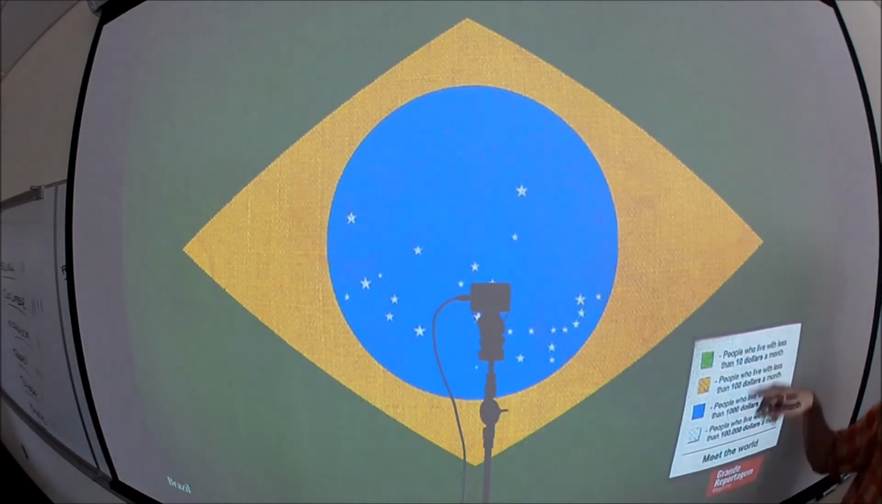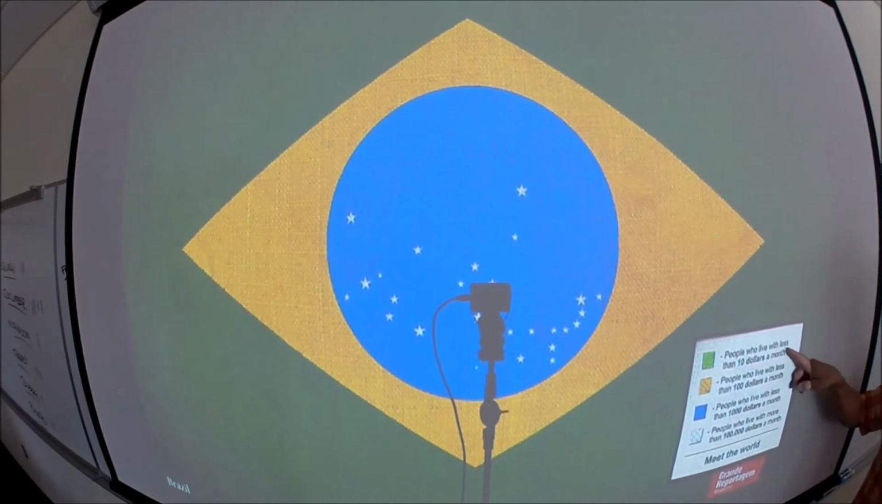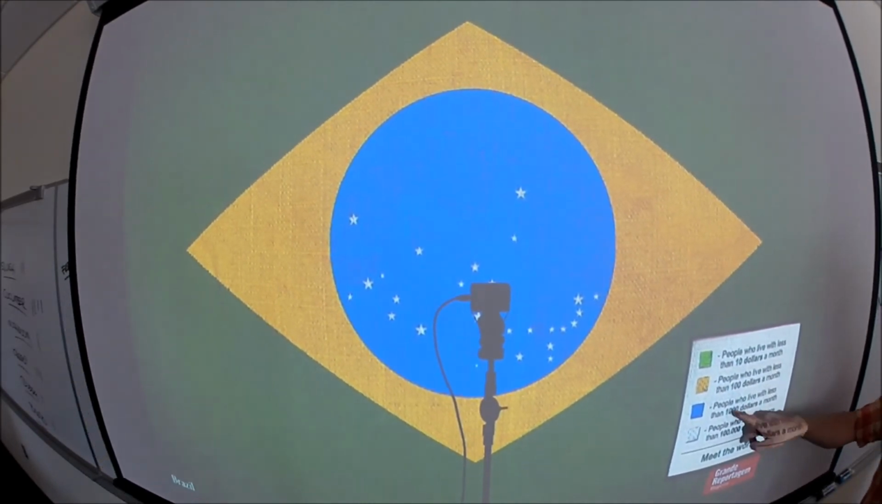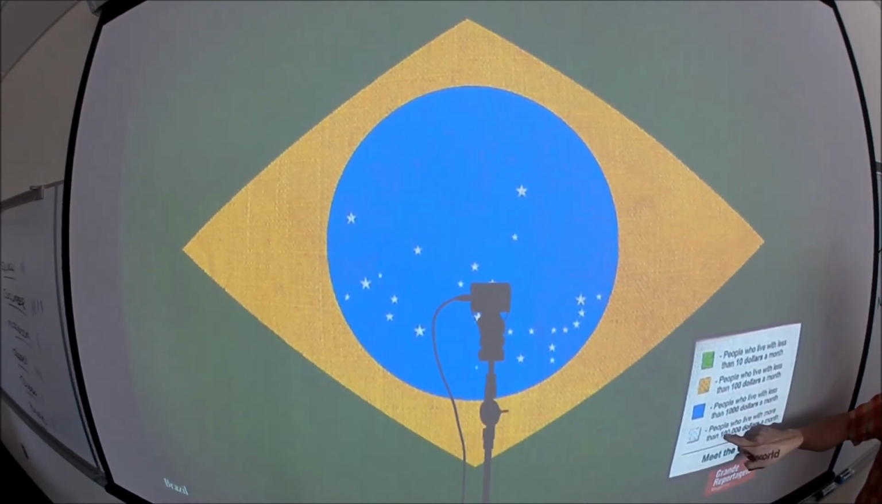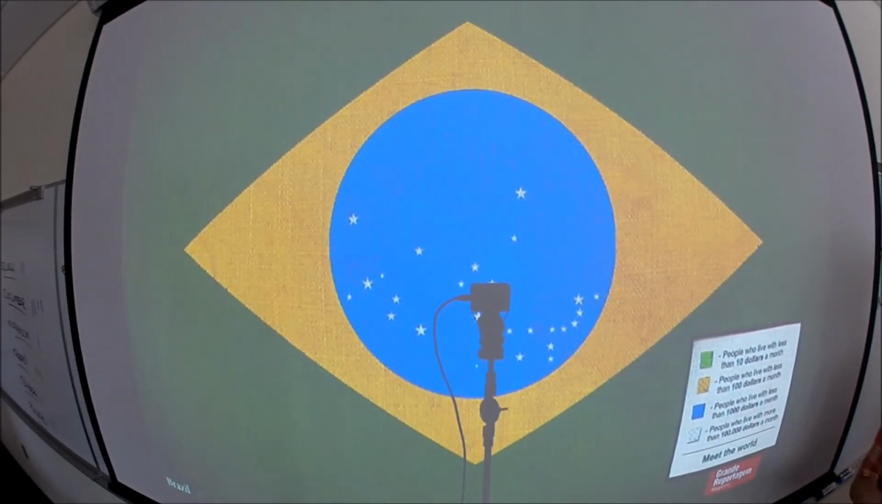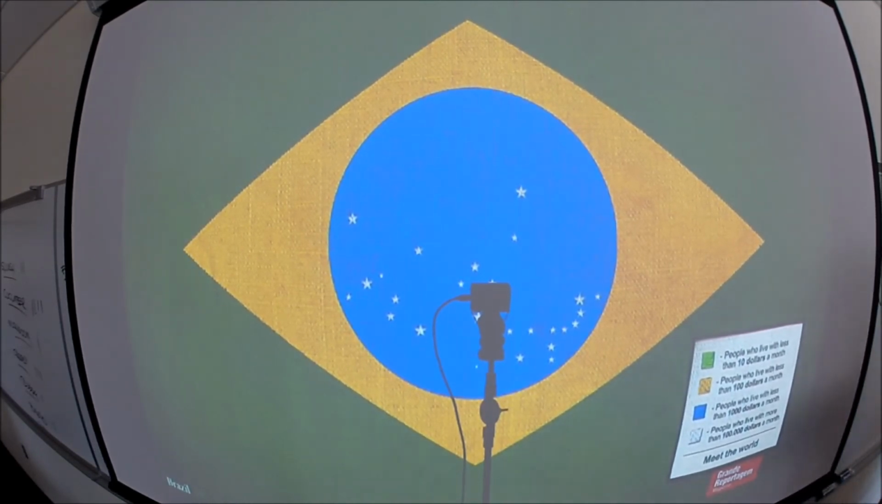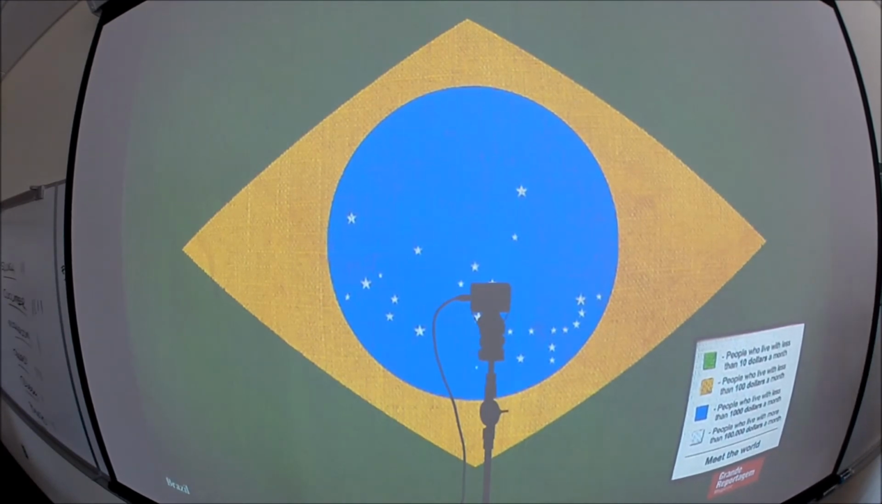So can you guys read the legend? Green is people who live with fewer than $10 a month. Yellow, fewer than $100 a month. Blue, less than $1,000. White, live with more than $100,000 a month. Could you recognize the flag? Brazil. Good, exactly. Now, it's not quite Brazil. Brazil also has a banner that comes across the middle of it with a Portuguese saying, which I think says something like, our team rocks at soccer.